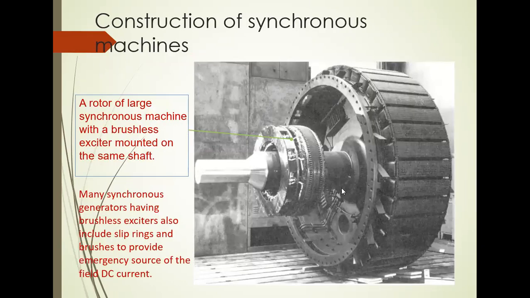So this is another construction with the exciting system. Here the brushless exciter is mounted on the same shaft. This is a large synchronous machine. Here, the brushless exciter system is mounted on the shaft. Many synchronous generators having brushless exciters also include slip rings and brushes to provide an emergency source of the field DC current. It is an additional exciter system.